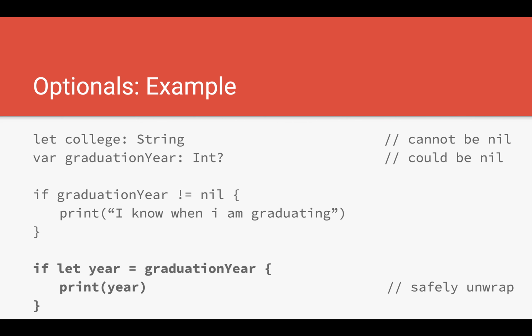And here's how you could simultaneously check to see if the value is not nil, aka if the variable graduation year contains a value, contains an int, and simultaneously, if it does, assign that int to the local variable year that will then be of type non-nil int, like just int, inside of the scope of that if let. So Swift calls this a, oh my gosh, I can't remember.